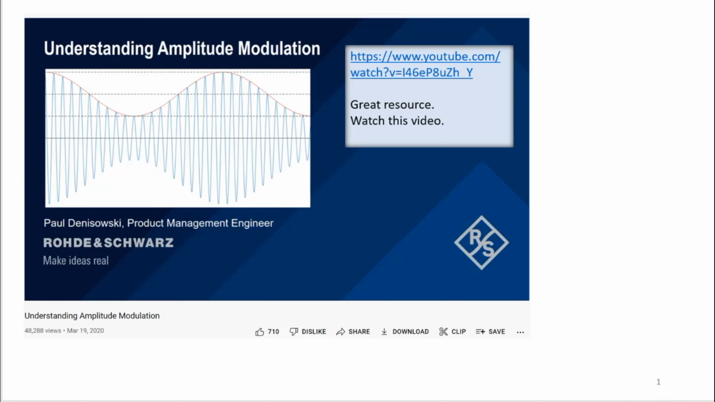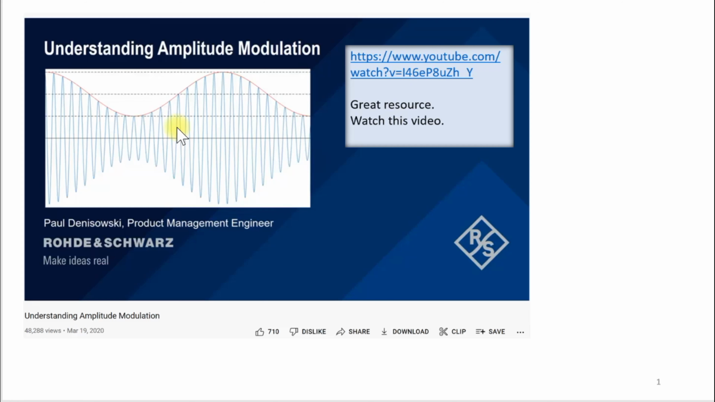Hello, these slides are to do with AM modulation for ELE 8940 labs. And a really good resource on the internet is this site from Rohde and Schwarz. They make equipment for measuring spectrum and so on. And you can click on this link here and get to that. You should watch that video.